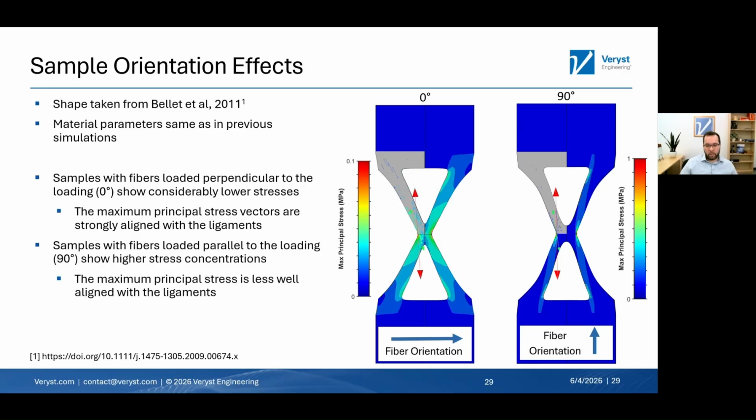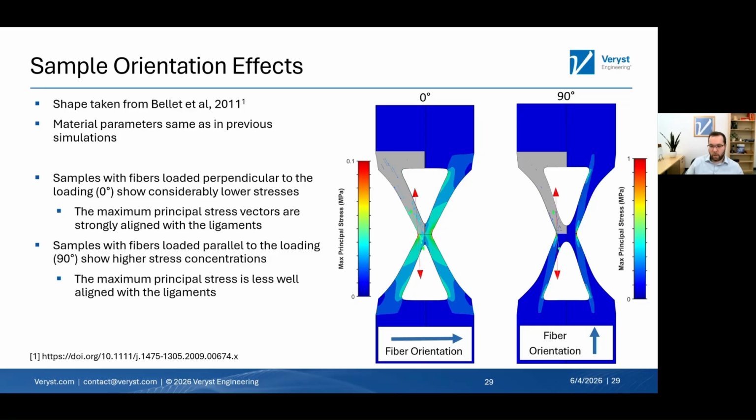So looking at this further with an FEA model, the paper we took this shape from is Bellet et al. Material parameters are the same as in the previous simulation. So this is a Holzapfel-Gasser-Ogden material. It has the same material parameters as the nominal cases shown previously. Samples with fibers loaded perpendicular to the loading, so 0 degrees, show considerably lower stresses, and the maximum principal stress vectors are strongly aligned with the ligaments.